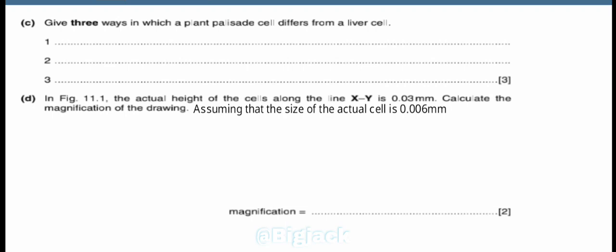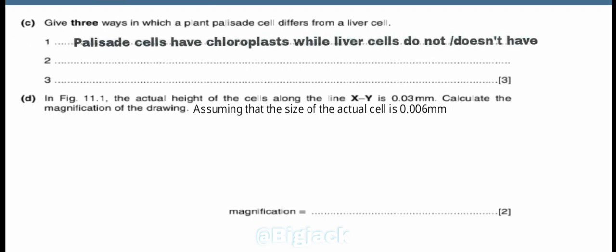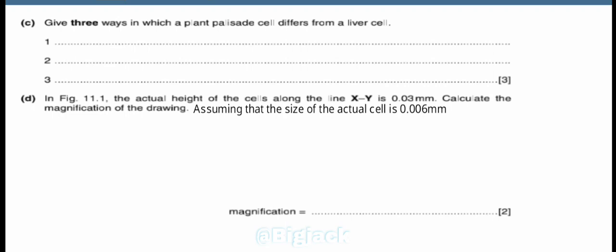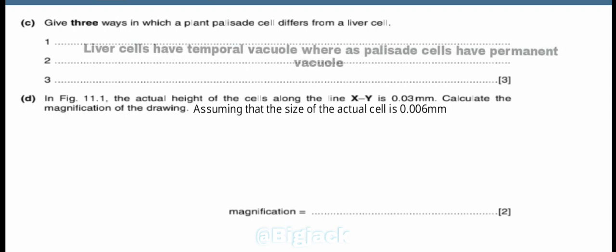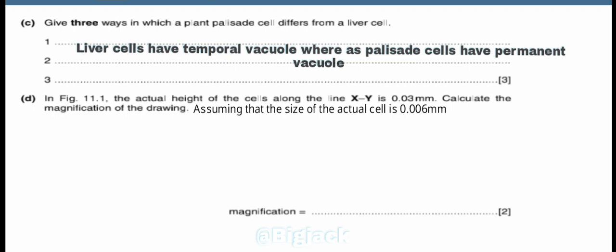So the first one I'm going to say, the palisade cells have chloroplasts or chlorophyll, while the liver cells don't have. Then number two, we are going to say the liver cells have temporary vacuoles, whereas the plant palisade cells have a permanent vacuole.